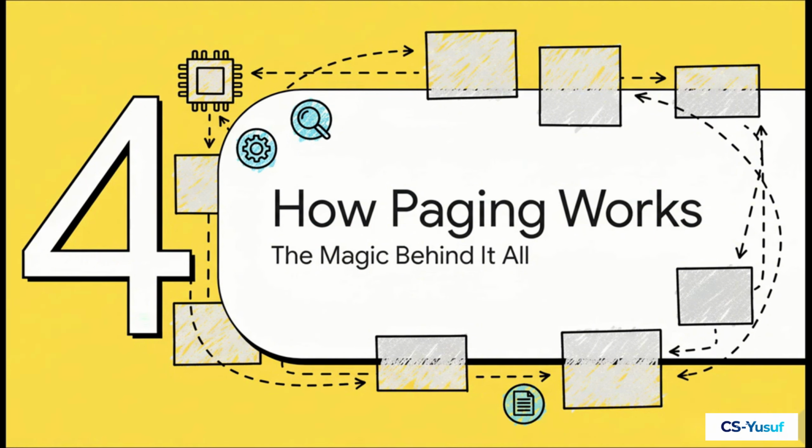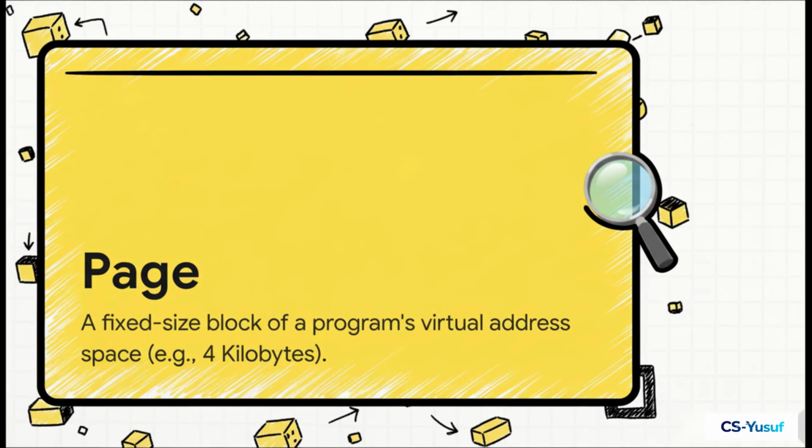Okay, so how? How does this amazing mapping actually work? The secret sauce used in basically every modern system is a technique called paging. So let's pull back the curtain and see how the magic actually happens. First things first, the OS takes the program's big, continuous virtual address space and chops it up into small, fixed-size chunks. A pretty common size is 4 kilobytes. Each one of these little chunks is called a page.